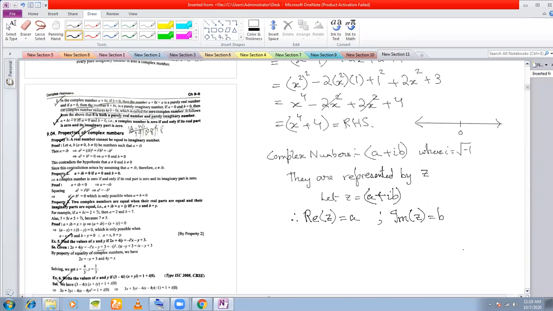Okay. Now if a is equal to 0, then what does it become? z is equal to ib. So we say that z is purely imaginary. Okay. If b is equal to 0, then z becomes a real number.